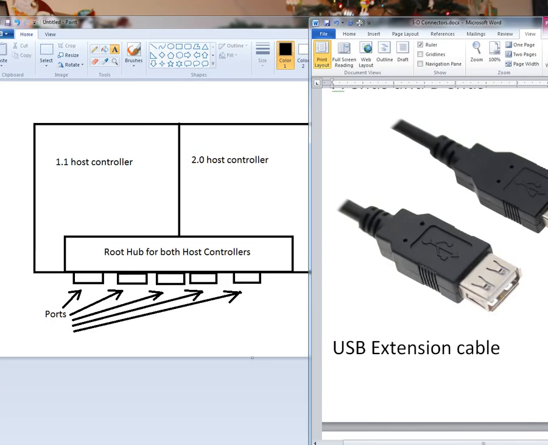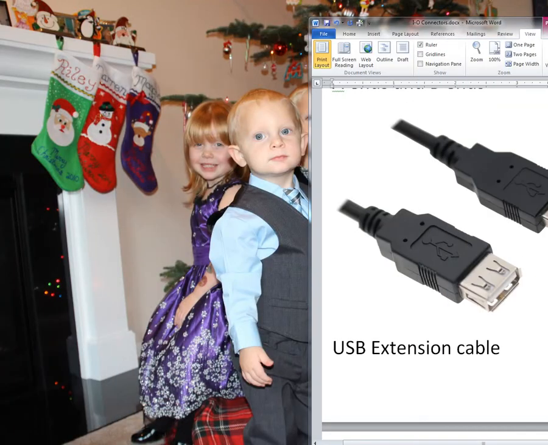All right, so what technology competes with USB?